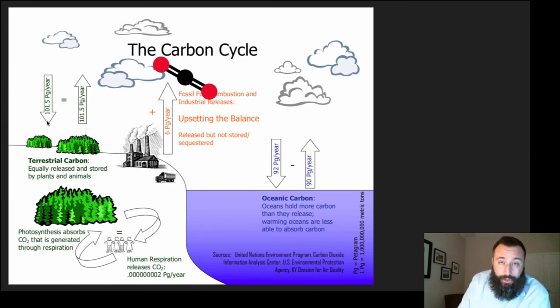Because plants are able to take in carbon dioxide from the atmosphere, fix it into glucose sugars, which they in turn then use for respiration and growth, right? Meanwhile, animals are also able to use that food from the plants and consume that through their own respiration process.